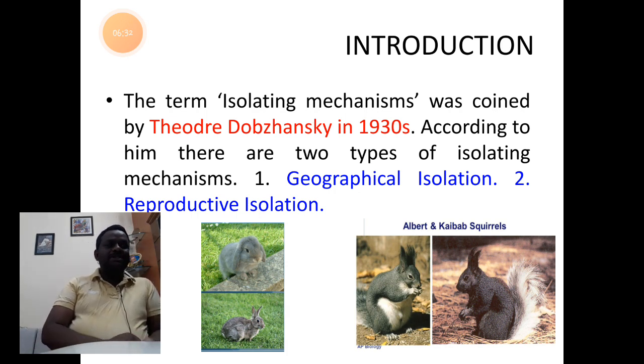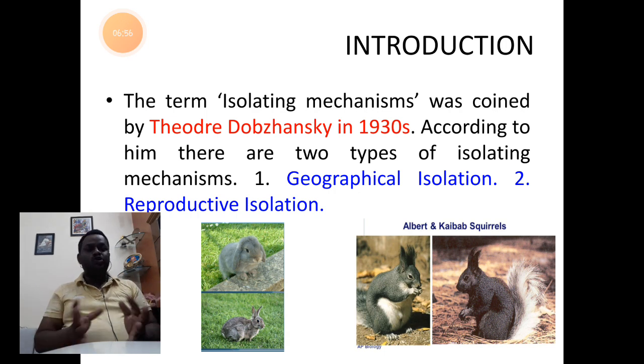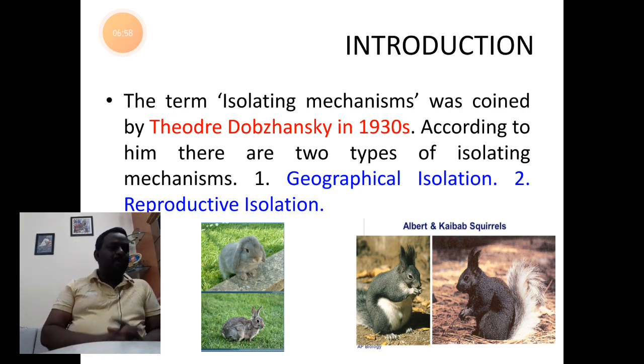It was Theodor Dobzhansky in the 1930s who coined the term isolation and isolating mechanisms for such processes of separation of the ancestral population into smaller groups by barriers. According to Dobzhansky, isolating mechanisms are mainly classified into two types. Number one, geographical isolation. Number two, reproductive isolation.